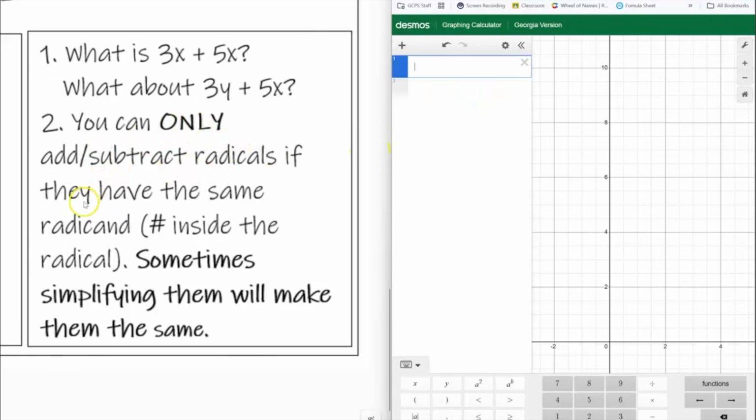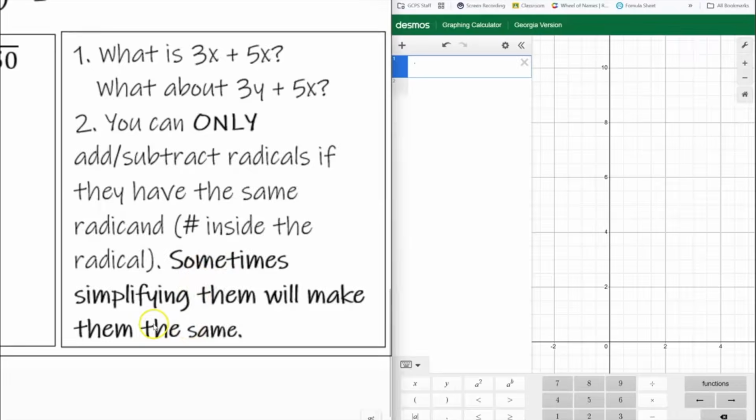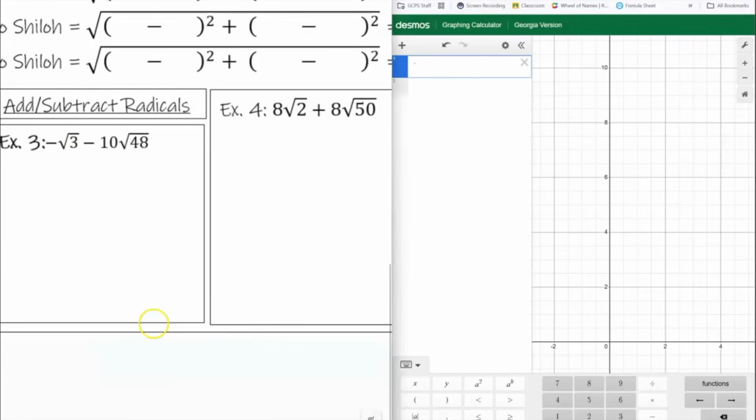Okay, so you can only add and subtract radicals if they have the same number inside the radicals. Sometimes simplifying them will make them the same. So actually that will be the first step that we do. First simplify and then add and subtract. So that's all the steps that we need. I'm going to do example 3. You're going to do example 4.